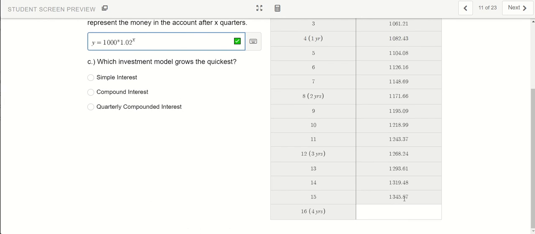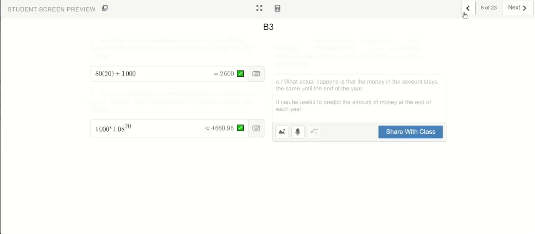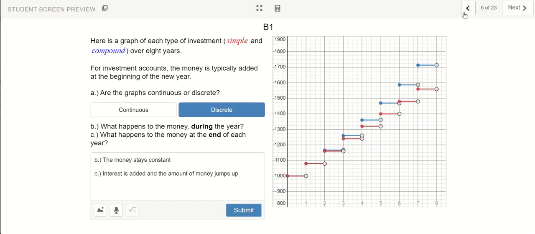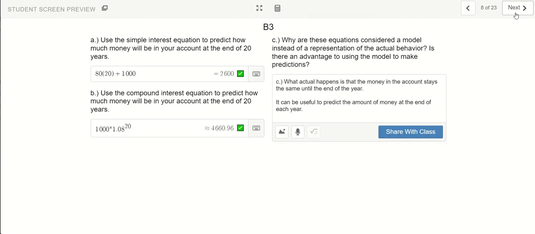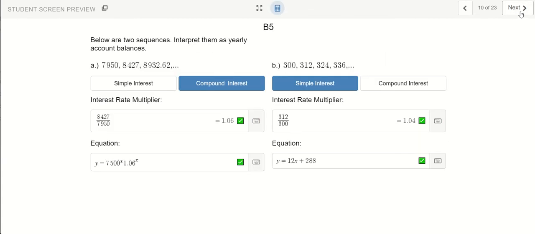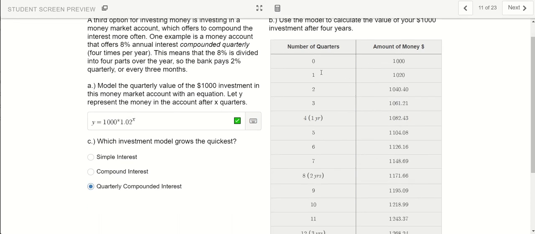And if we kept going, if I take what I had before and multiply by 1.02 each quarter now, not each year, I notice that this number, 1,373, is definitely a lot more than what I earned from the compound interest. I earn a little bit more than that. So using compounded quarterly, I do earn more money quickly. And that kind of makes sense. If I'm using my multiplier more frequently, I can be earning more money faster.